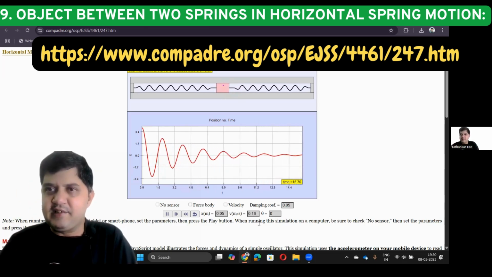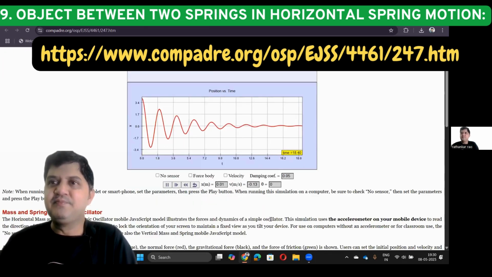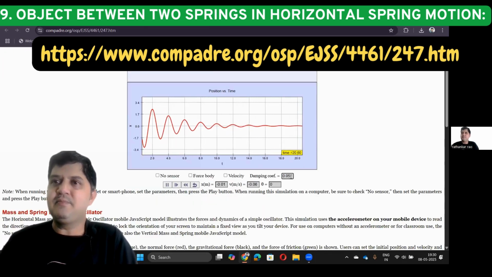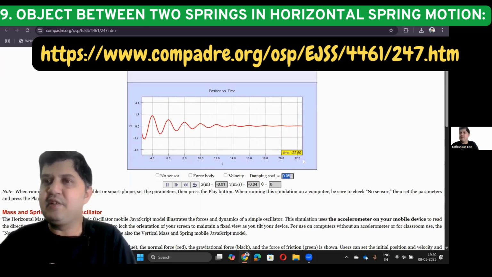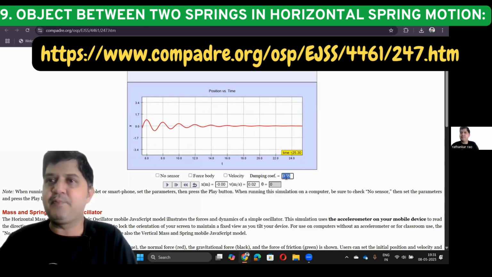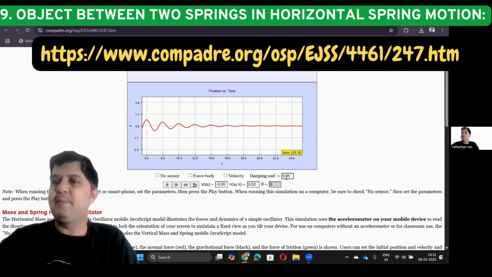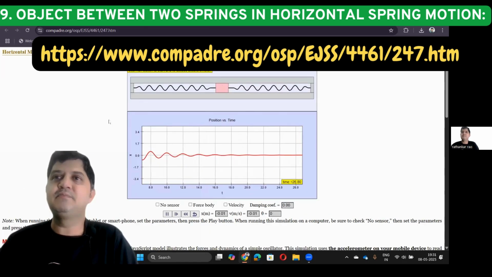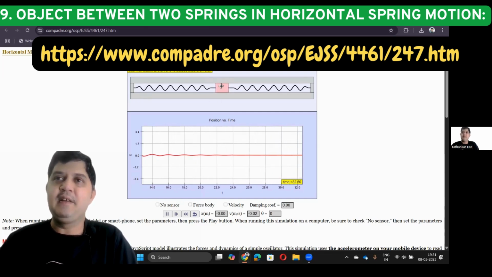What I will do is make this damping 0. Can I make it 0? I need to stop for this. Let me stop and make it 0. Right, it is 0 now. Now let me run this. Nothing is shown, right? So there are two springs and there is an object kept over here. Okay, now it is made to oscillate.